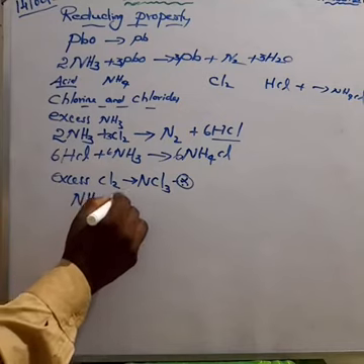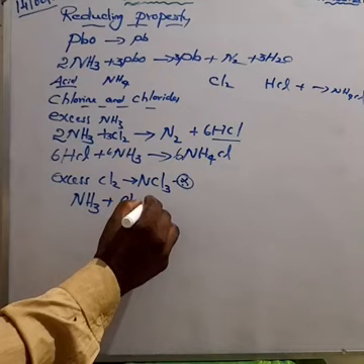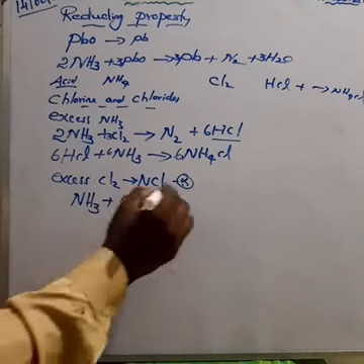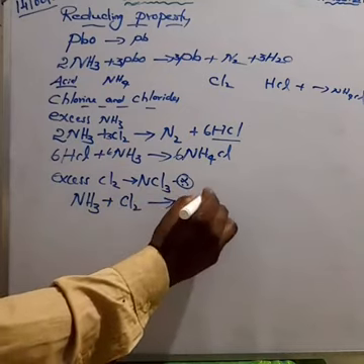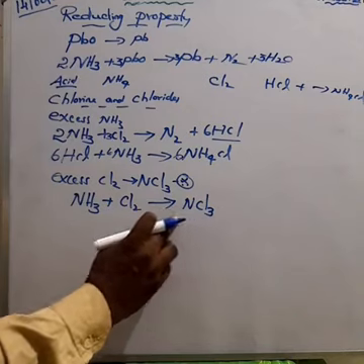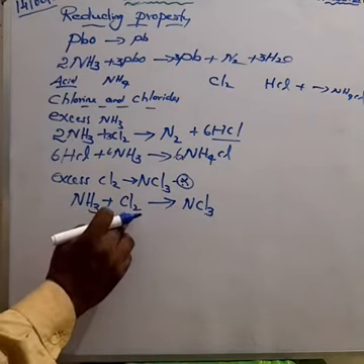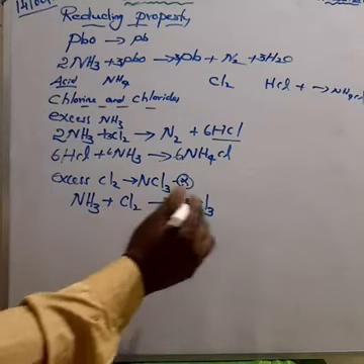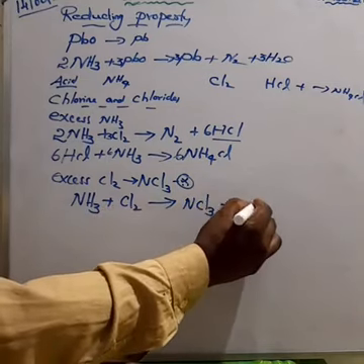Ammonia, NH3, reacts with chlorine. We get nitrogen trichloride. What is the formula? NH3 plus, we get the hydrochloric acid. How to balance the equation?